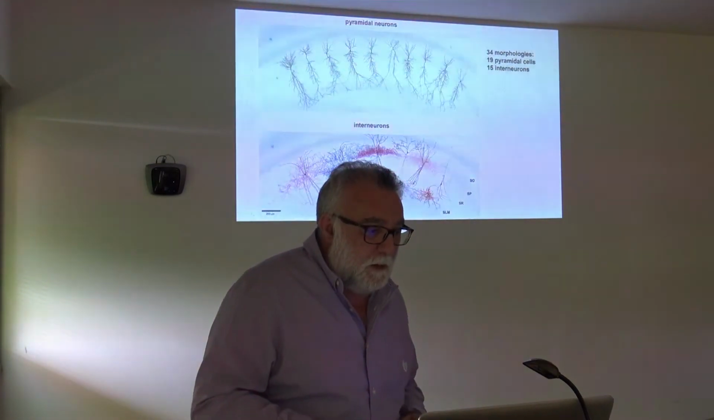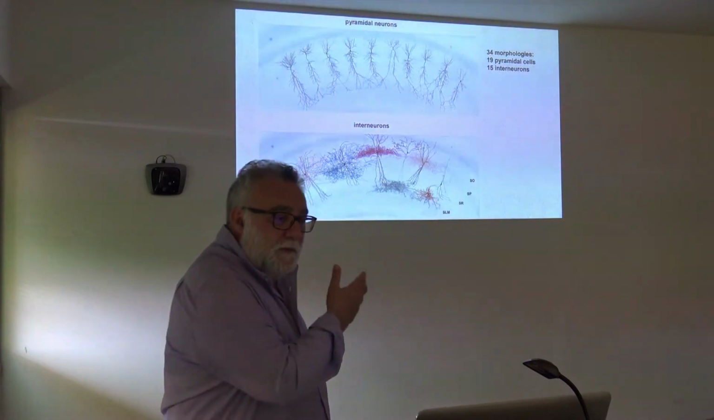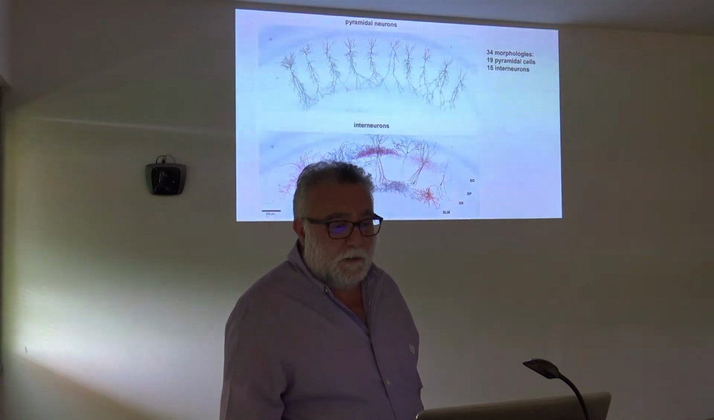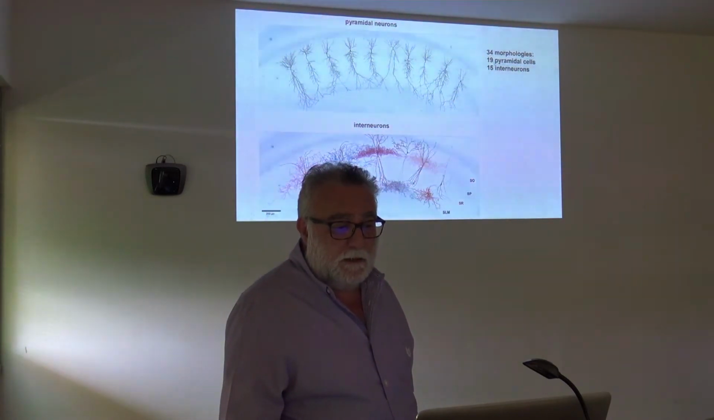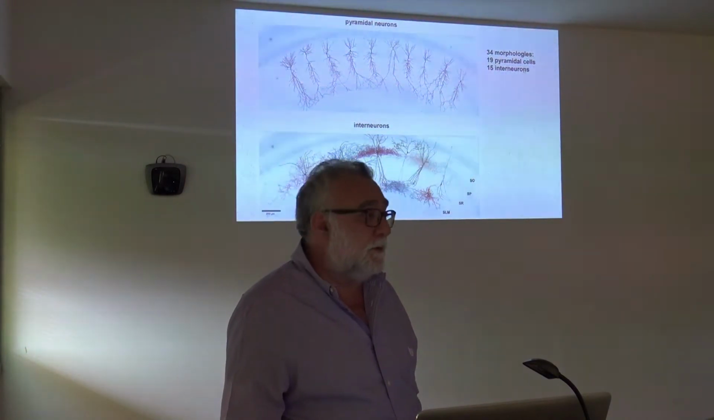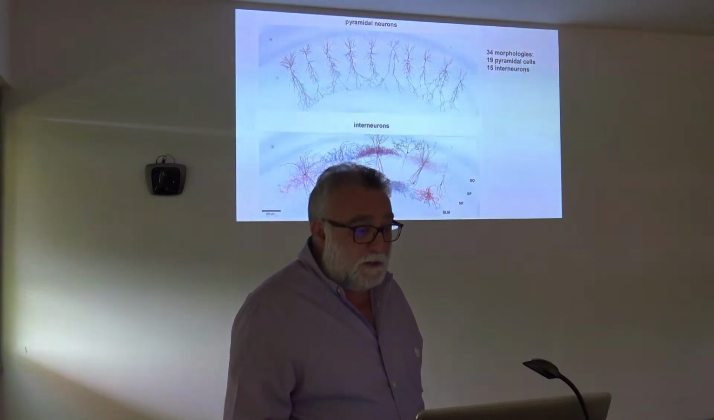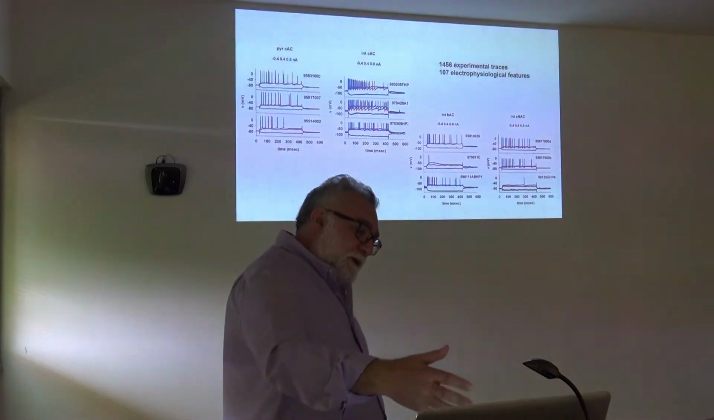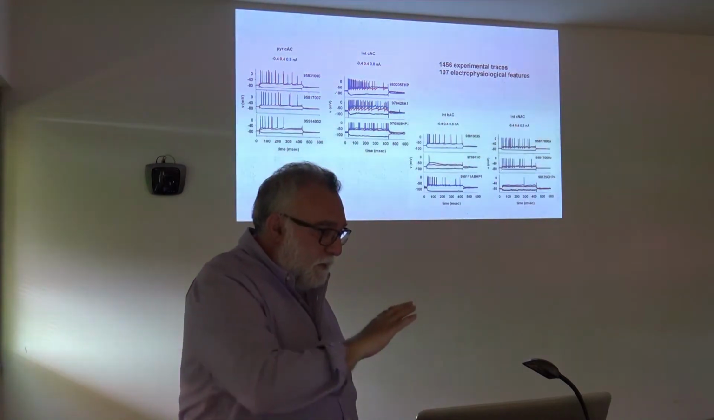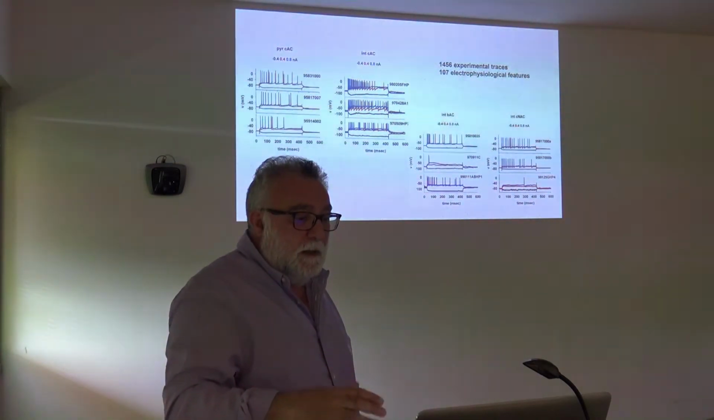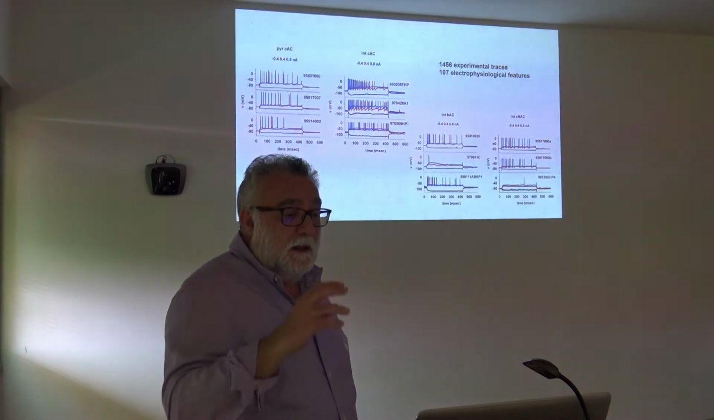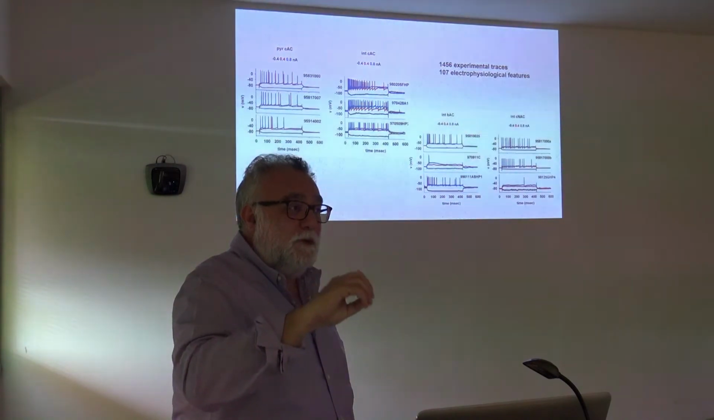So what we did is to take a few different morphologies from CA1 neurons: 34 morphologies in general, 19 from pyramidal cells and 15 from interneurons, okay? And we also got from the experimentalists, not for those particular morphologies but from other morphologies, about 1,500 experimental traces. 107 electrophysiological features were measured in each trace.